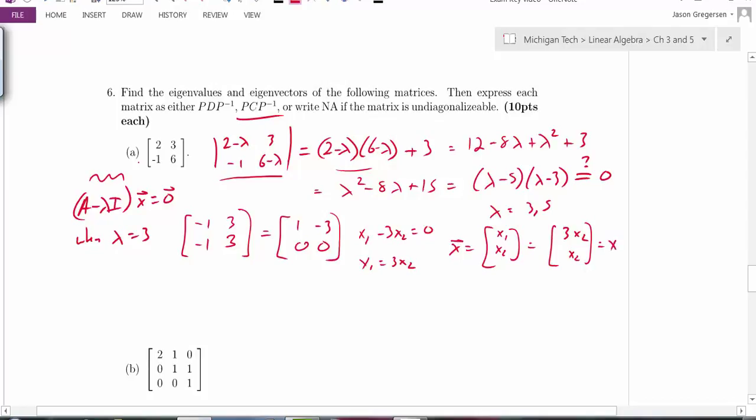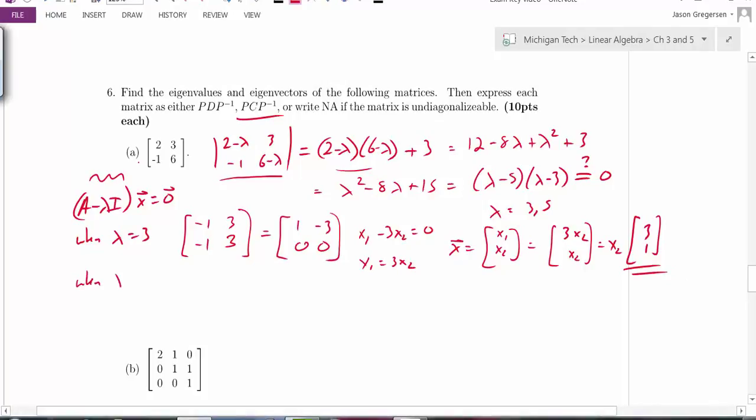Thus the eigenvectors are any multiple of 3, 1. This would be an eigenvector. And once again, any multiple of that is also an eigenvector. So if you want to multiply both of these entries by a third and call it 1, 1/3, that would be a perfectly valid eigenvector. So that's the eigenvector associated with lambda equals 3.